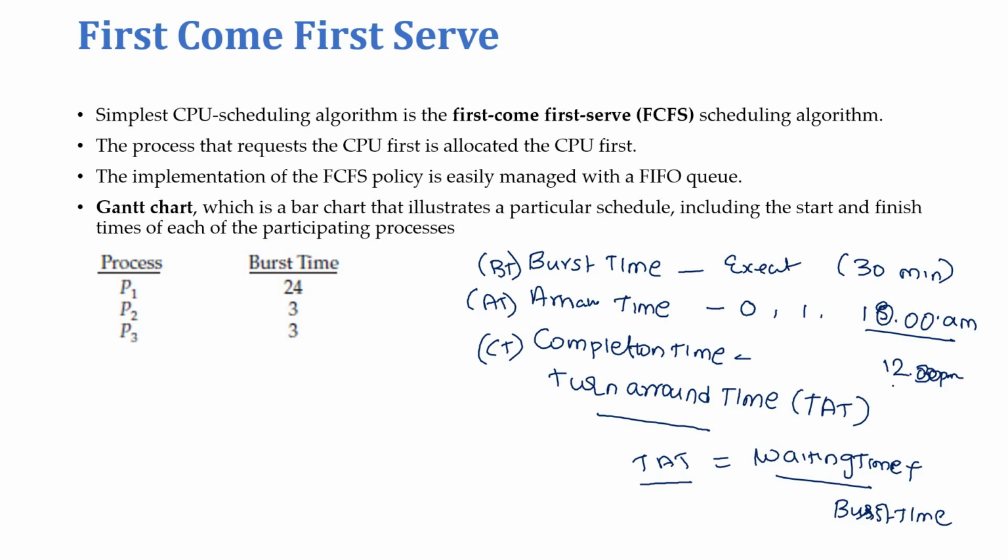So when you are leaving the bank at 12:30, this is the completion time. So what is the turnaround time? From 10 o'clock to 12:30, how much time did you spend inside the bank? 2.5 hours. That is your turnaround time.